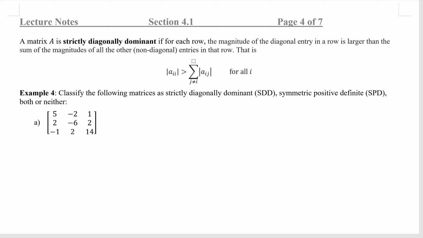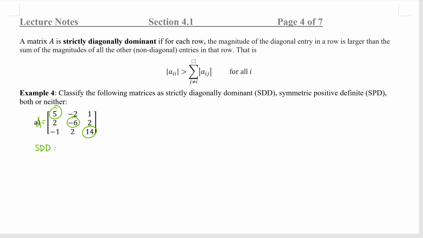Okay, so let's do that. First, let's check strictly diagonally dominant. Let's say this is the matrix A. So let's check SDD. What are the diagonal entries? The diagonal entries are 5, -6, and 14.